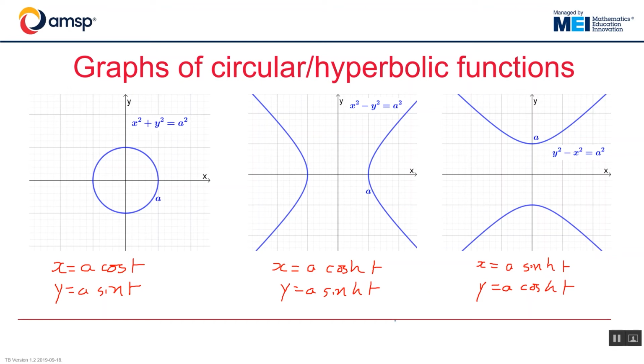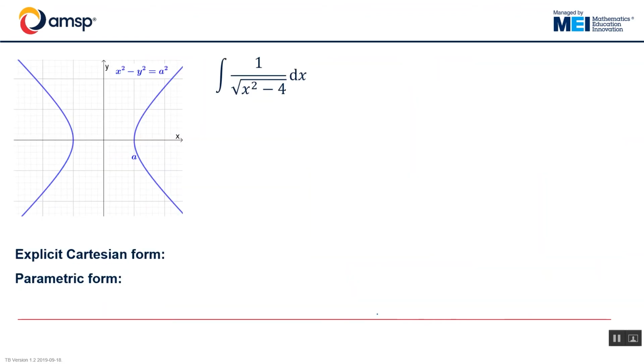Okay, so now I'm going to apply that to an integration. I'm going to think about the integral of 1 over square root of x squared minus 4. Now I can relate this to an explicit Cartesian form of one of my three graphs, and it's going to be this one. That's because if I were to rewrite this in an explicit Cartesian form, it would look like y is equal to the square root of x squared minus a squared. Technically it's plus or minus the square root, but I'm only really thinking about the right hand side, and that'll be sufficient for my integral.